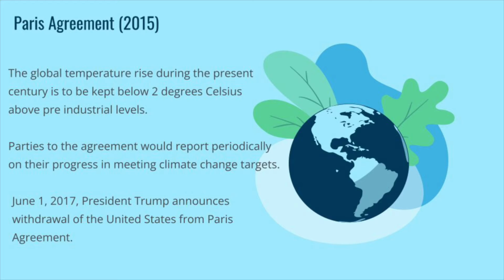Parties to the agreement would report periodically on their progress in meeting climate change targets and would reconvene every 5 years for a reassessment of their progress. 30 days after the conference, at least 55% of the parties that were responsible for at least a total of 55% of greenhouse gases officially ratified the Paris Agreement. The agreement came into force on November 4th, 2016. However, on June 1st, 2017, President Trump announced the withdrawal of the United States from the Paris Agreement.